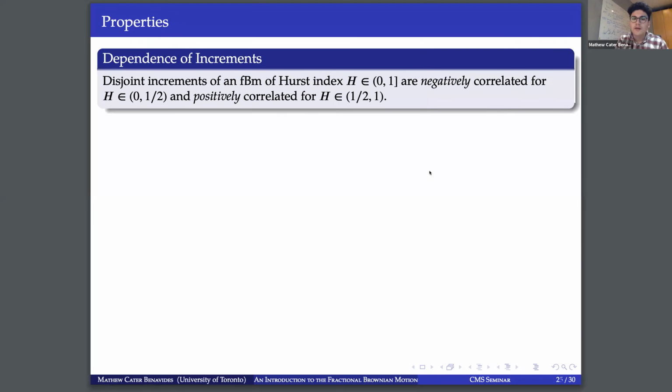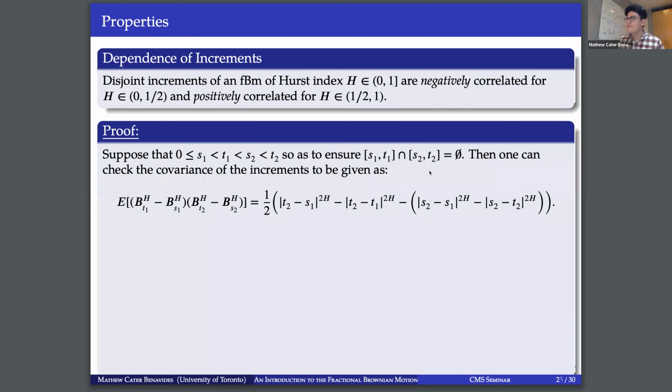So, dependence of increments. What holds is that for h between 0 and 1/2, the increments are negatively correlated. And for h between 1/2 and 1, the increments are positively correlated. So what does that say on a physical level, if you like?